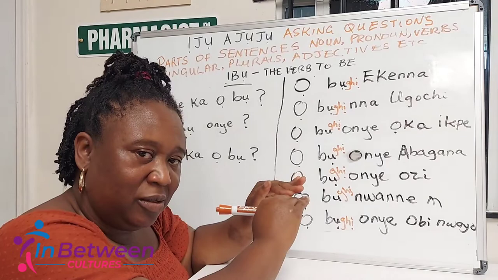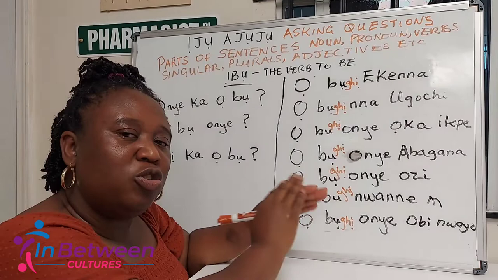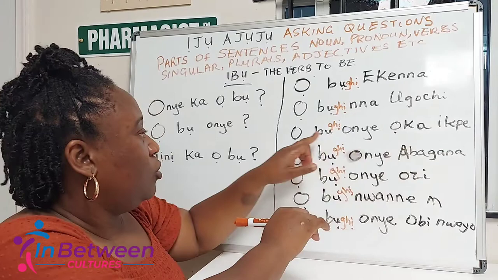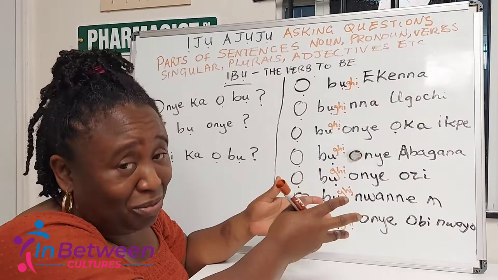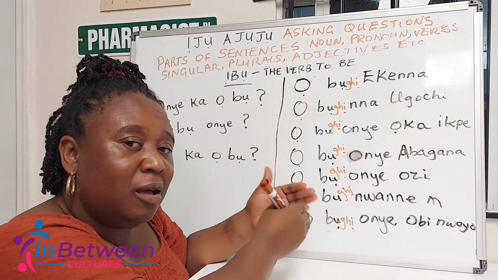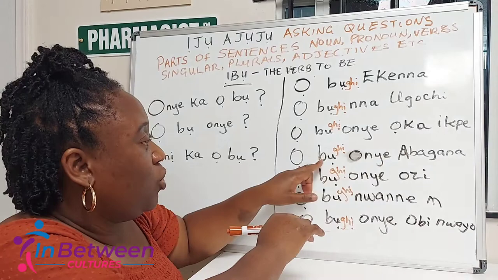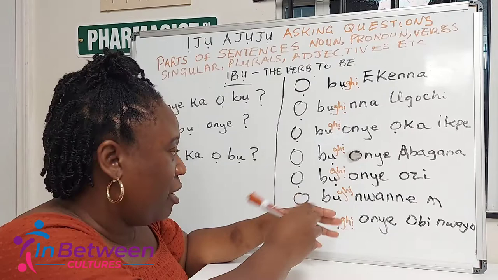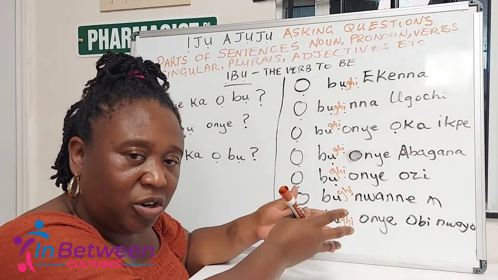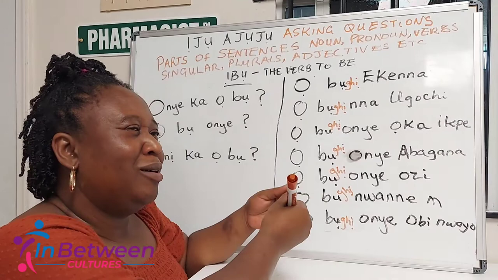Ọ bụghị onye ọkaikpe. Ọkaikpe is a lawyer, an attorney. So he is not a lawyer. You have described the person, or not, because of the ghị, by his occupation. Ọ bụghị onye Abagana. Abagana is a place in Anambra State. So you are describing the person by where he comes from, right? Ọ bụghị onye ozi, he is not a messenger. So you are describing him by an action or a duty that he performs, right?